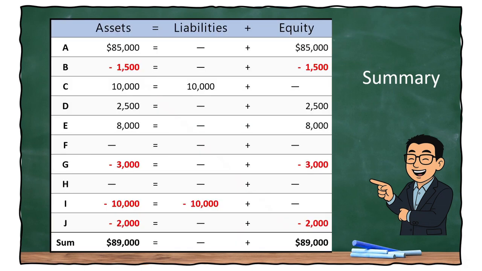Here is a summary of all the transactions from A to J. As you can see, each row shows the impact of a transaction on the accounting equation: assets equal liabilities plus equity. Even though different accounts change, the total always stays balanced. At the bottom, we see the totals: assets equal $89,000, and that matches the total of liabilities plus equity. This proves that the accounting equation remains in balance after all transactions.